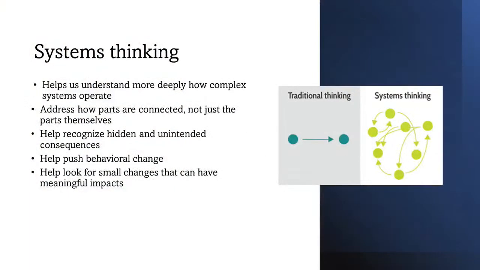Systems thinking is a way of thinking about these complex problems that can really help us understand more deeply how complex systems operate. It can help us address how the parts are connected and not just think about the parts as individual pieces. It can help us recognize hidden and unintended consequences. It can help us push behavioral change. And it can help us look for small changes that can have really big impact.